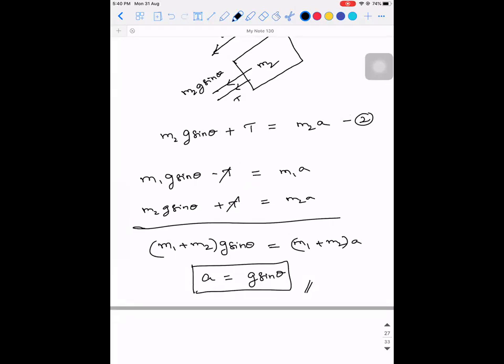Similarly, let's say there are n blocks connected like this along one side of the inclined plane. Then what would be the acceleration? g sine theta. It is still g sine theta because it is independent of the number of masses you have in the system. Are you guys able to understand this?